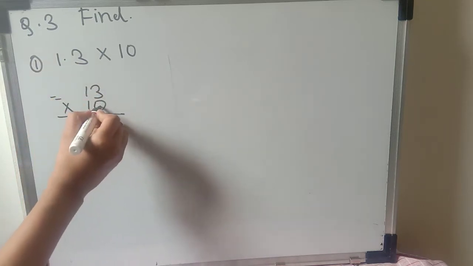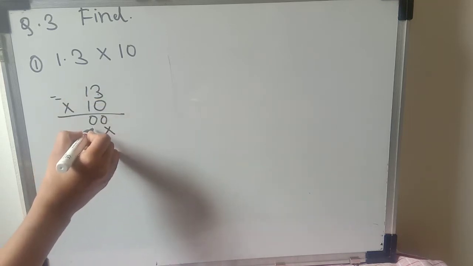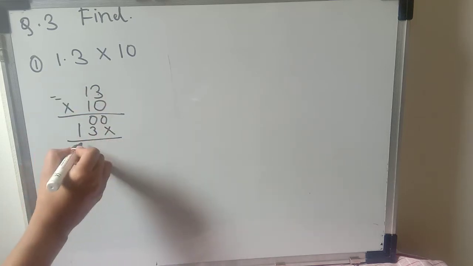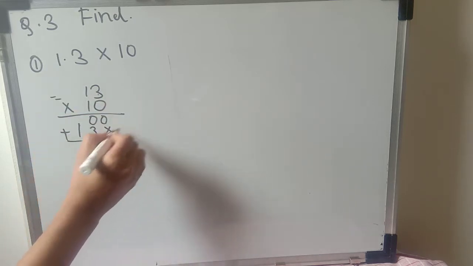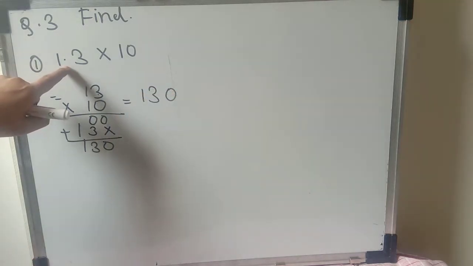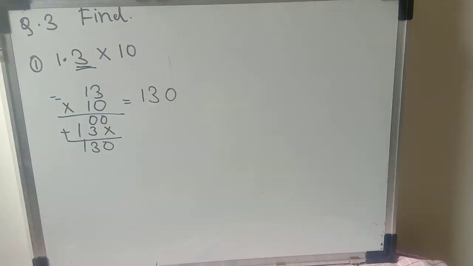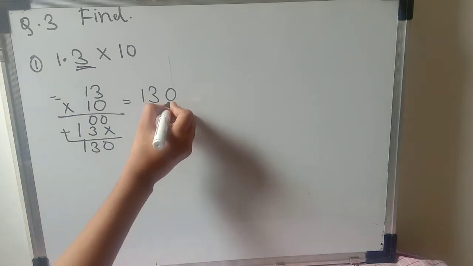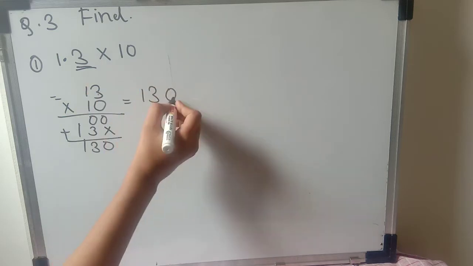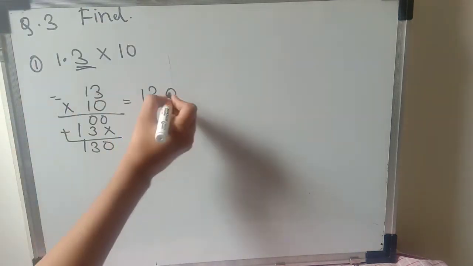Okay, so here 0 threes are 0, 0 ones are 0. So 1 three is 3, 1 one is 1. So here we got the answer, that is 130. Now we have to put the decimal. Okay, here after the decimal how many places are there? 3. Okay, 3 है. और यहाँ पे in the answer, to put the decimal we have to start from the right side. So here only one place is there, count the one place and then put the decimal.